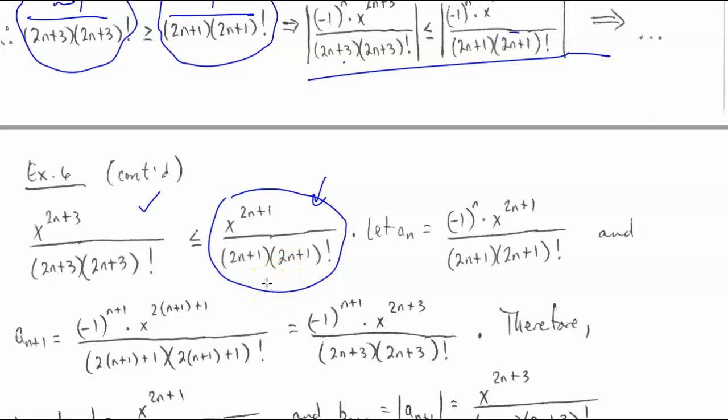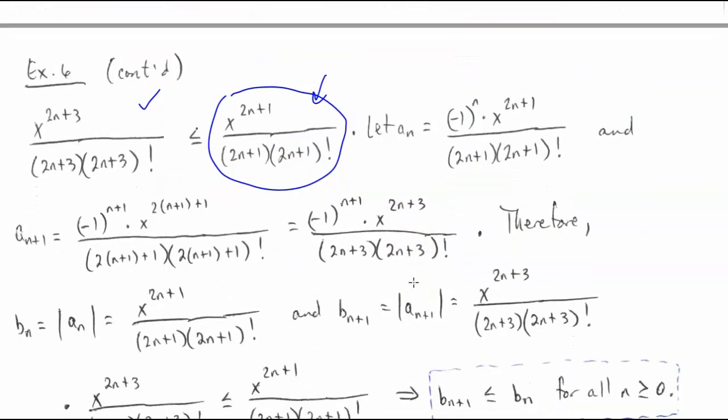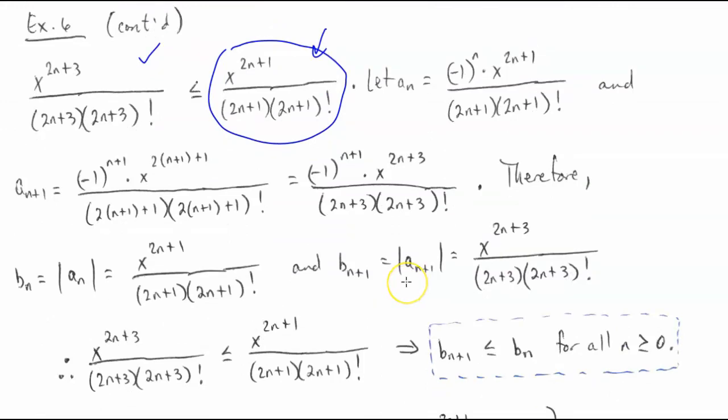Now, why is it that we're doing that? The reason is that we need to be able to identify that b sub n plus 1 is smaller than or equal to b sub n for our values of n larger than 0. So here we have a sub n and a sub n plus 1. If we take the absolute value of a sub n and the absolute value of a sub n plus 1, we have our b sub n and our b sub n plus 1. And notice here that we essentially have the case that we started off with up here.